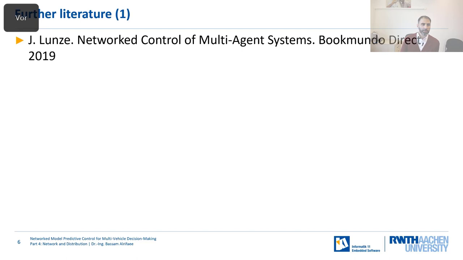And a new book appeared 2 years ago, written by Professor Lunzel. He is a famous control engineering professor in Germany, and he writes really good books. They are really understandable. Network control of multi-agent systems. But again, it's not about MPC at all. It is in general about networked multi-agent systems, and MPC is not part of this book. It introduces just the basic concepts of network control of multi-agent systems like consensus and synchronization of agents.